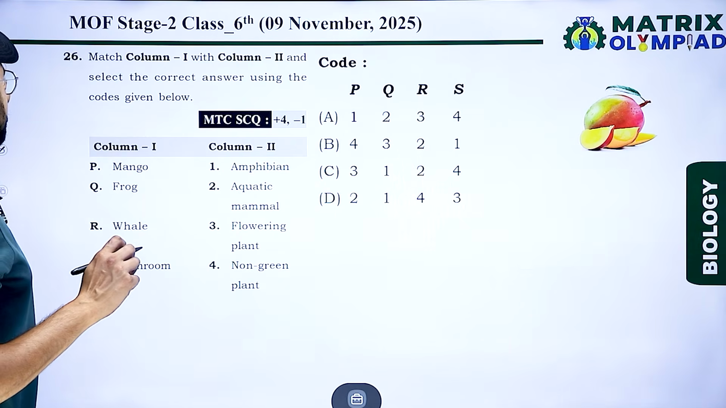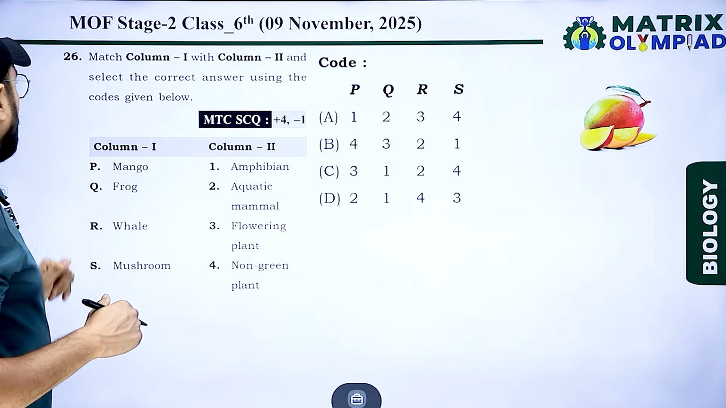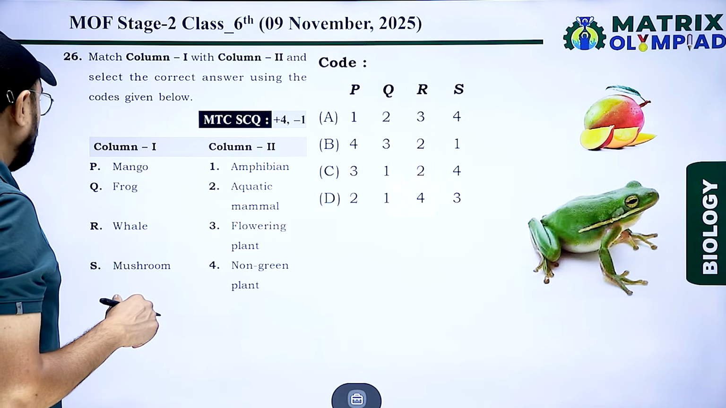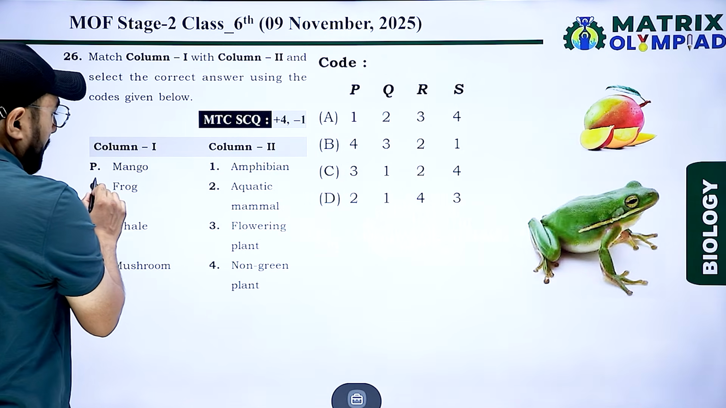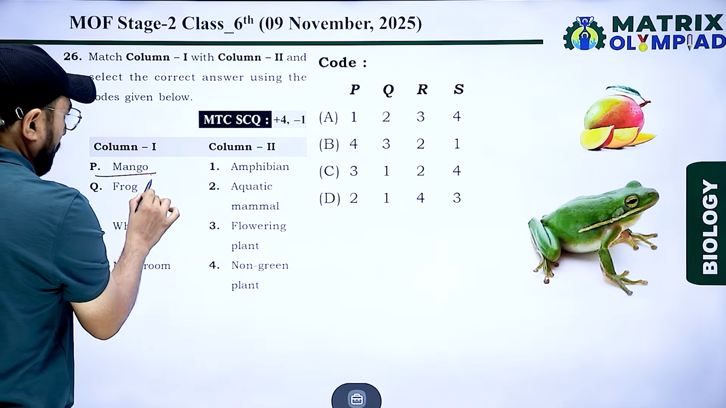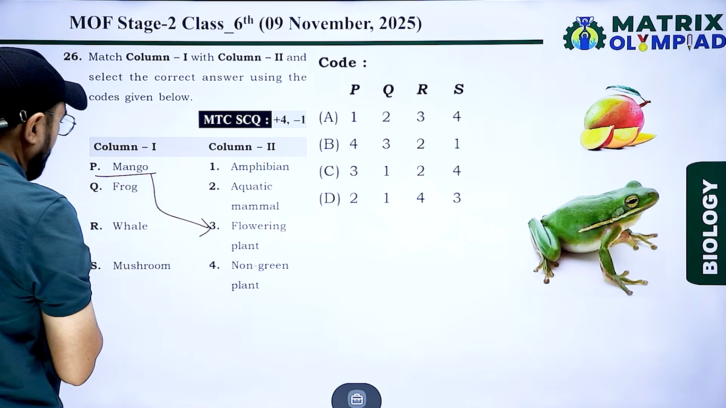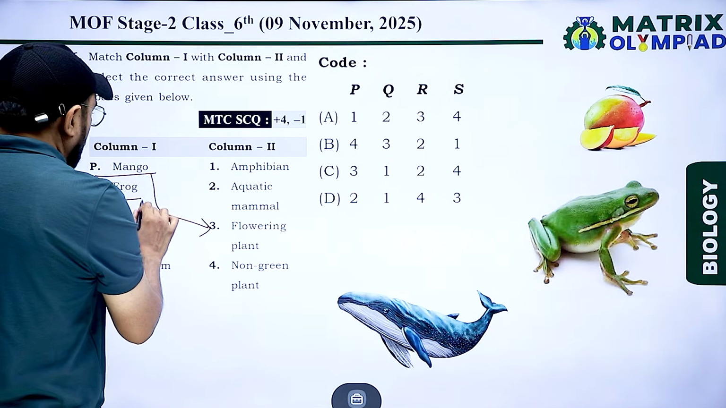Next, match column first and second. First column, mango relates to flowering plant. Frog, amphibian.